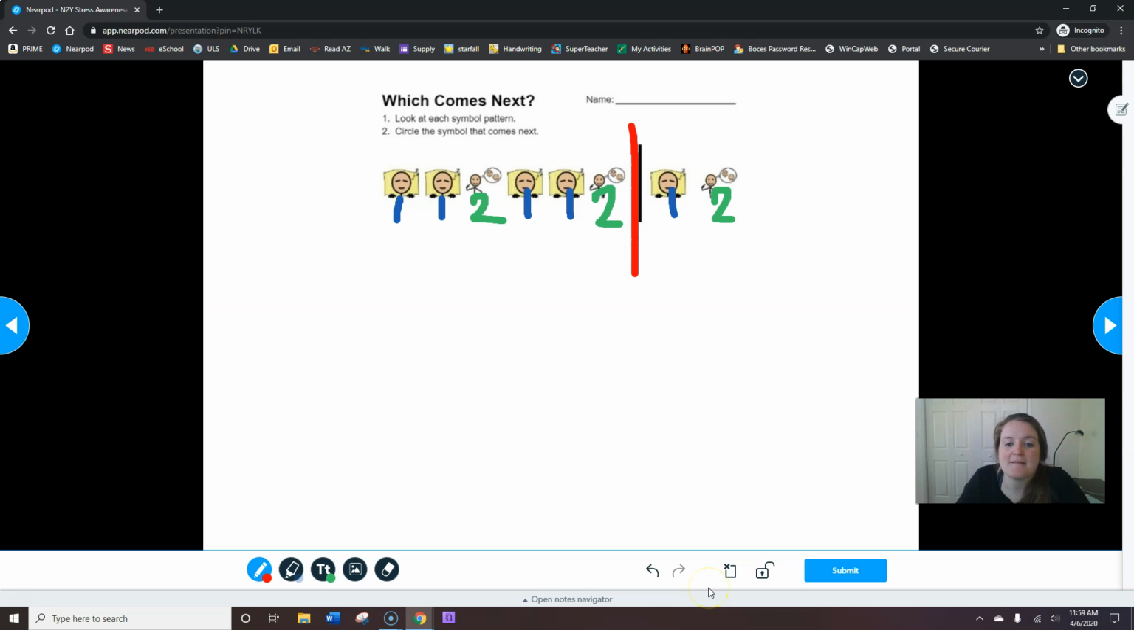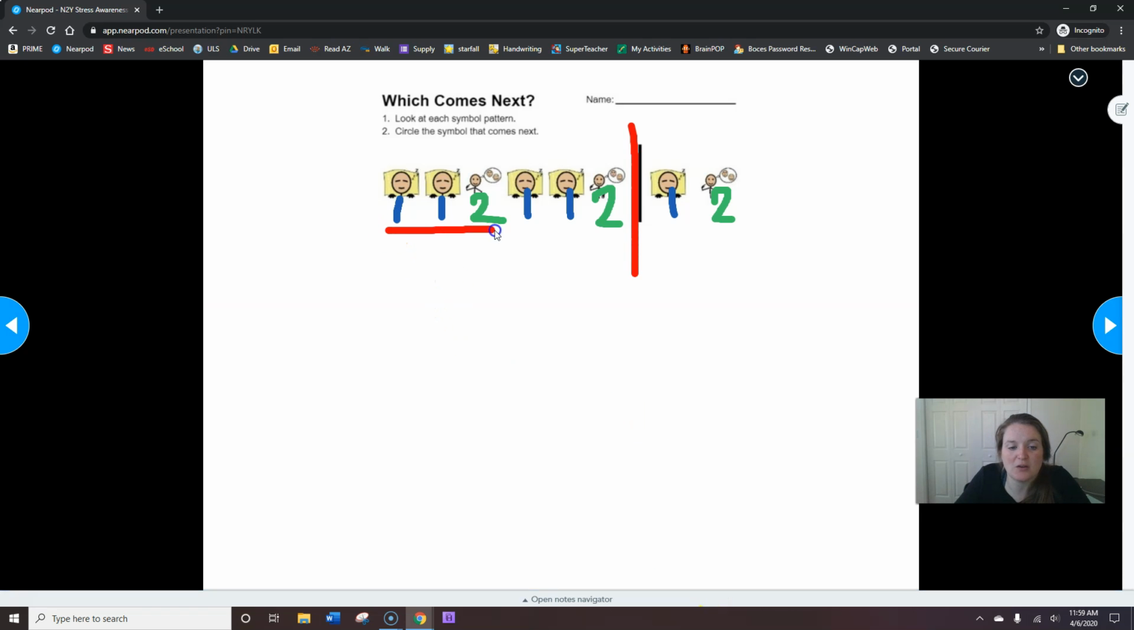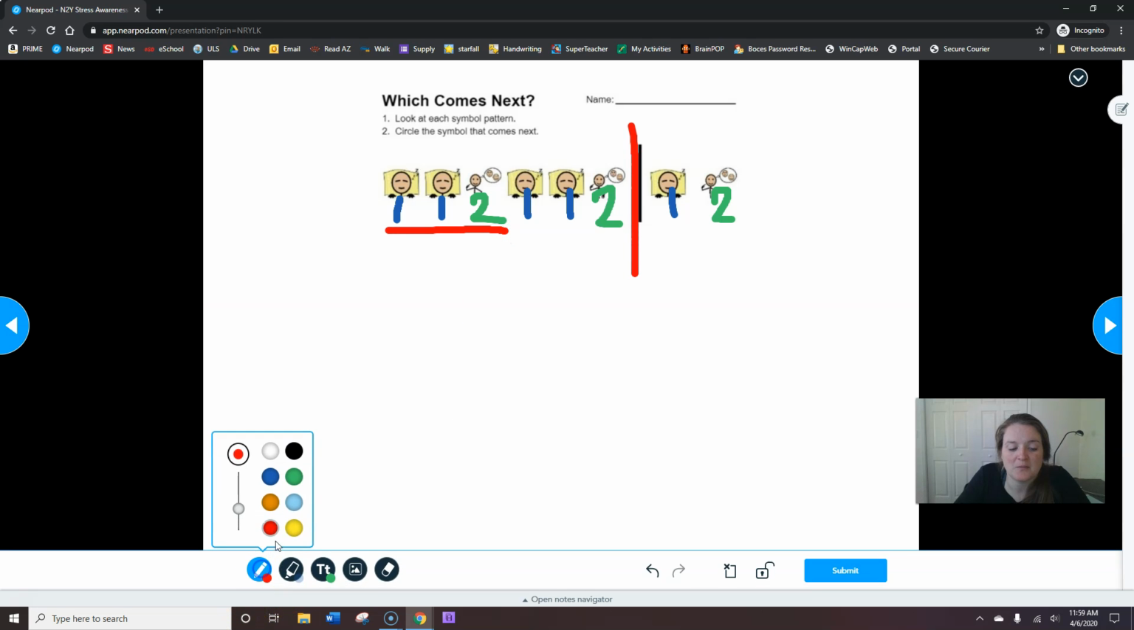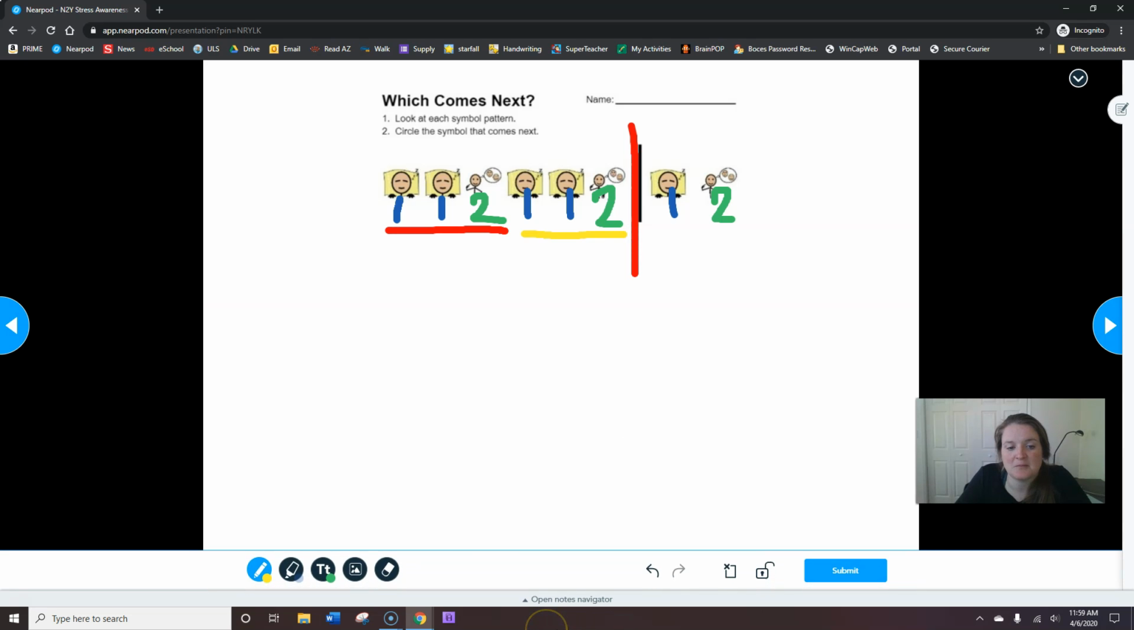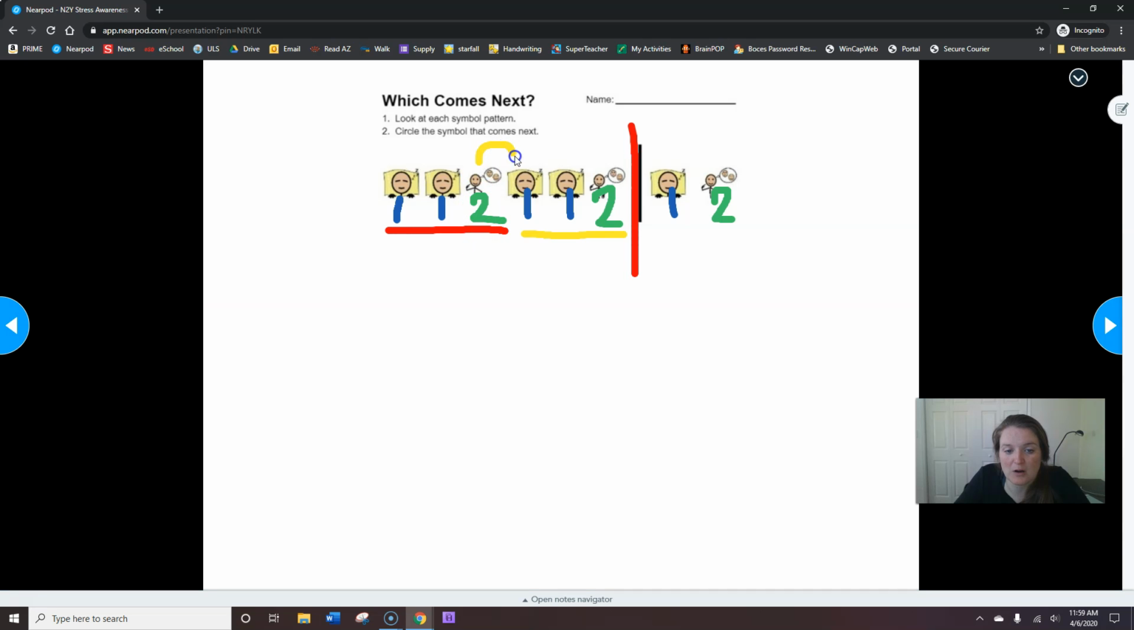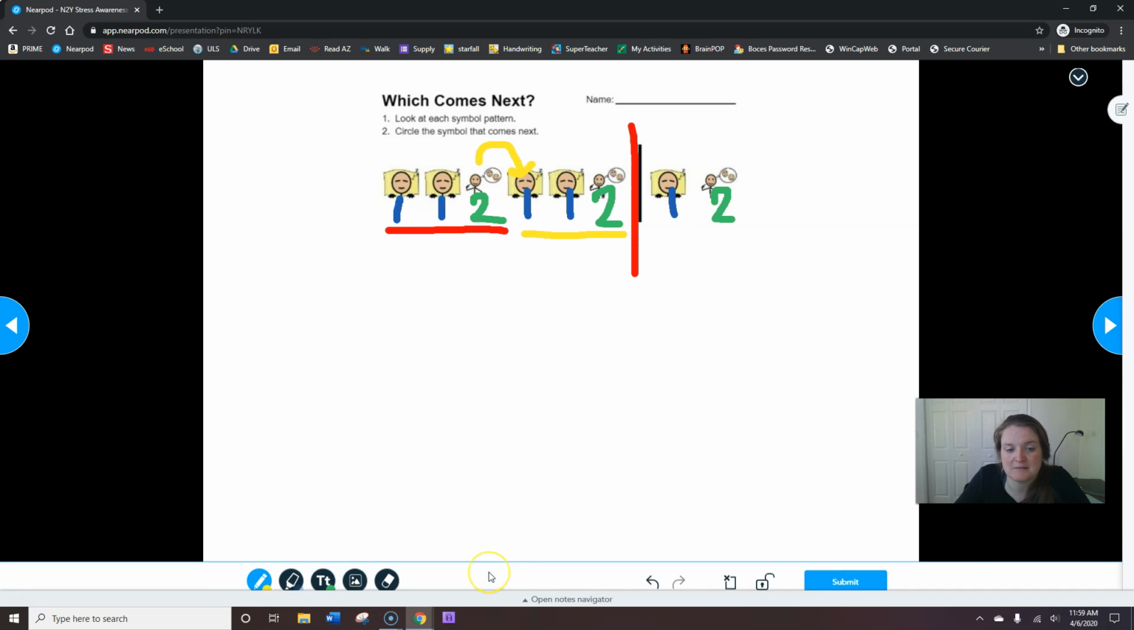Okay. Now let's look at our pattern. Our pattern goes 1, 1, 2. When our pattern ends, it starts again. It starts again with a 1. So every time you have a 2, a 1 is going to come next.